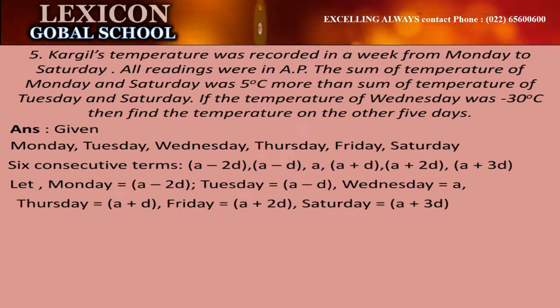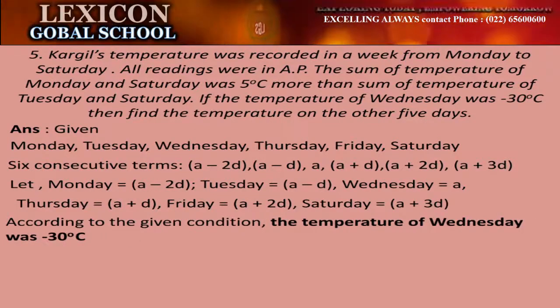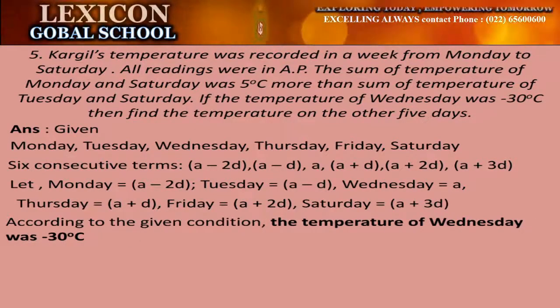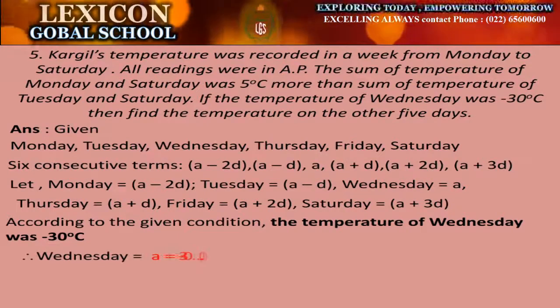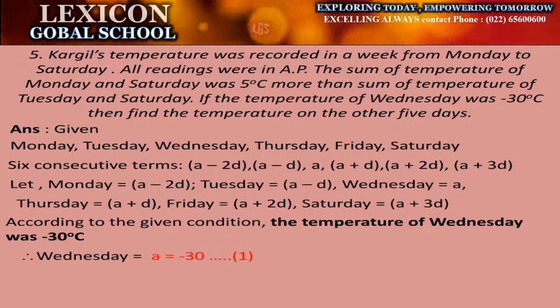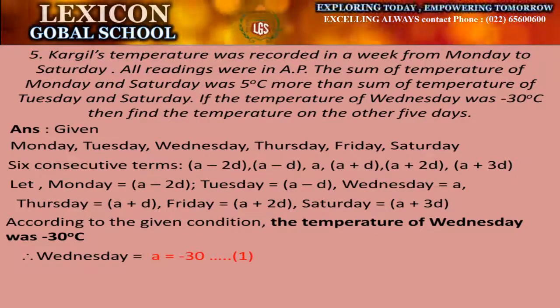Out of which, according to the given condition, the temperature of Wednesday was minus 30 degrees Celsius. It's given to you in your question. So Wednesday was A, therefore temperature of A, that means Wednesday, is minus 30. So we've already got the value of A. Now we have to find out the value of d.